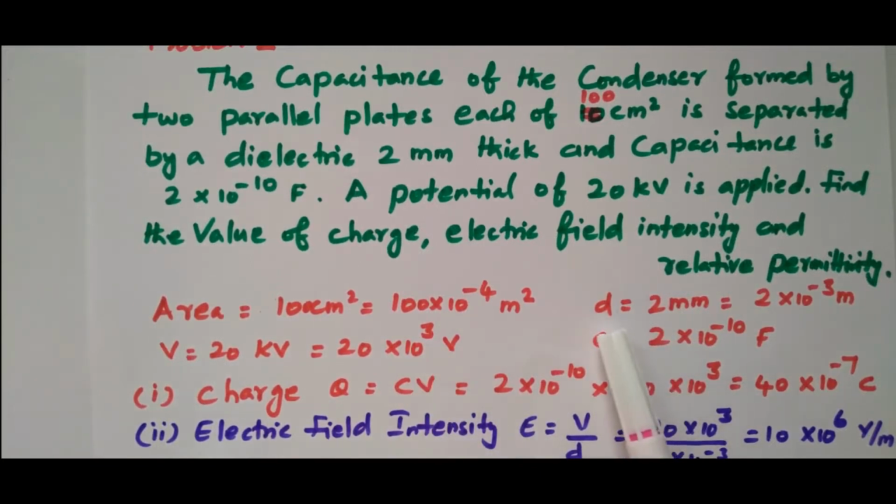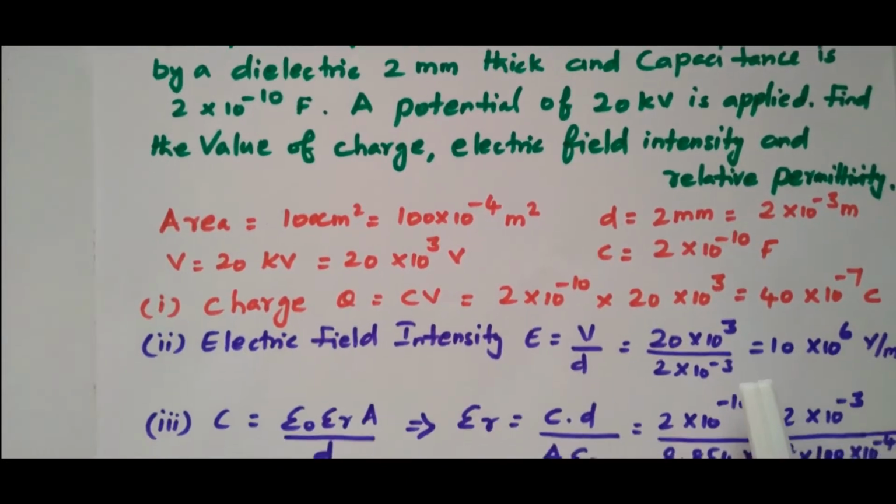The distance between the plates is 2 millimeter. That is equal to 2 into 10 to the power minus 3 meter. Millimeter to meter means we need to multiply by 10 to the power minus 3. The capacitance value is also given, C equal to 2 into 10 to the power minus 10 farad. Right, so these are all the given data. From that we can find the values one by one.